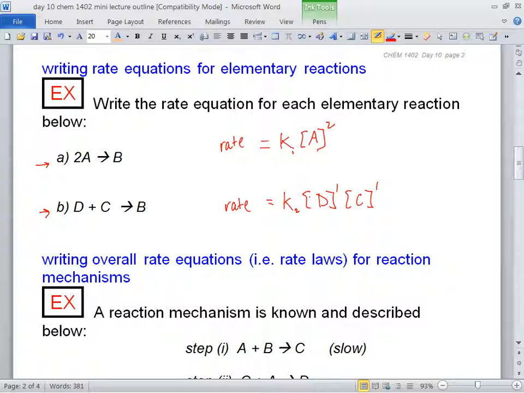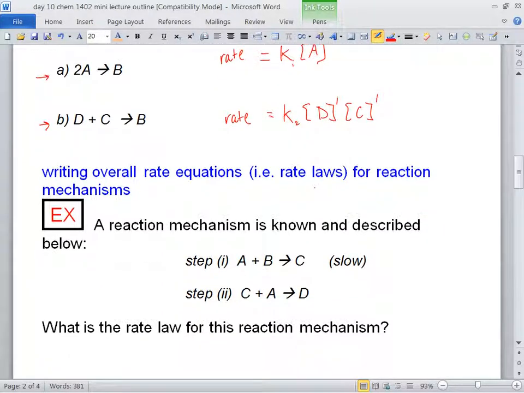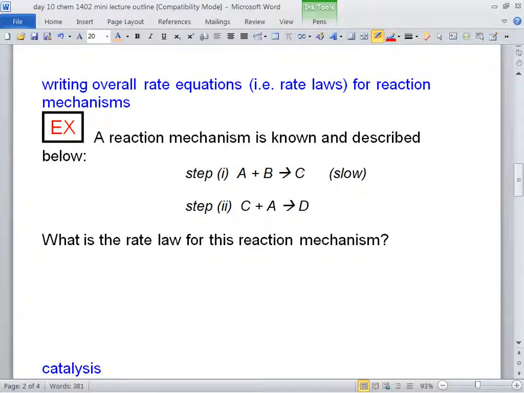Writing overall rate equations for a reaction. Okay. So we talked about how to write it for individual steps, but how do you write this for an overall reaction? Okay. So here's a reaction mechanism. And you have 2 steps is all that's involved, but one step is super slow.